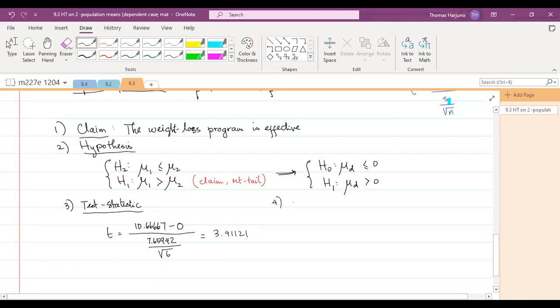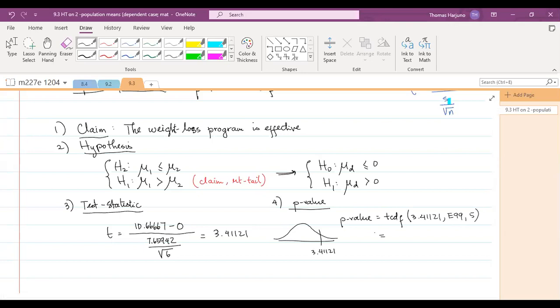Then my step 4, p-value. It's a right tail. This is 3.41121. So the p-value is tcdf of 3.41121, E99, that will be very small. So even with 6 data, we already have sufficient evidence to claim this thing.